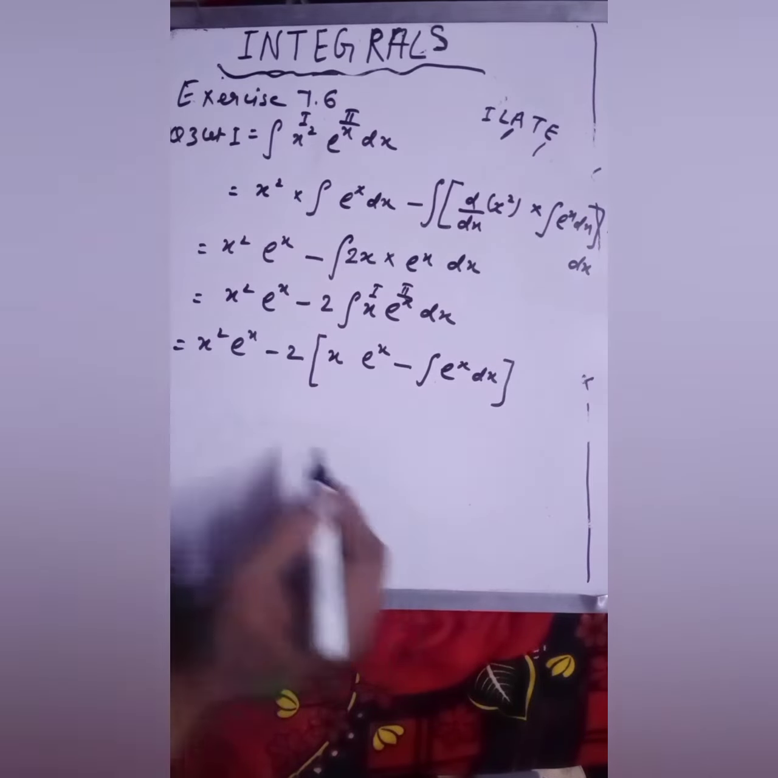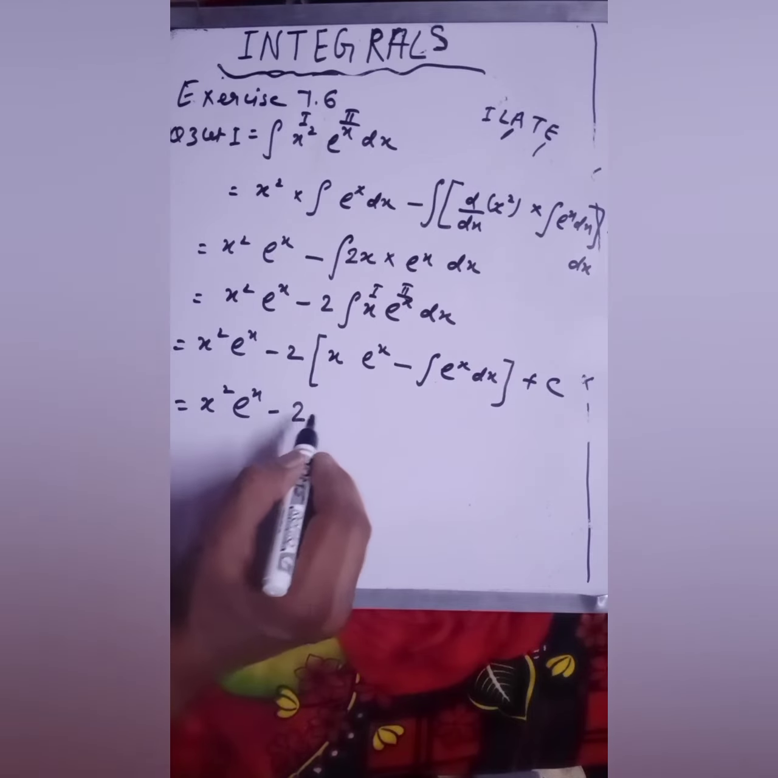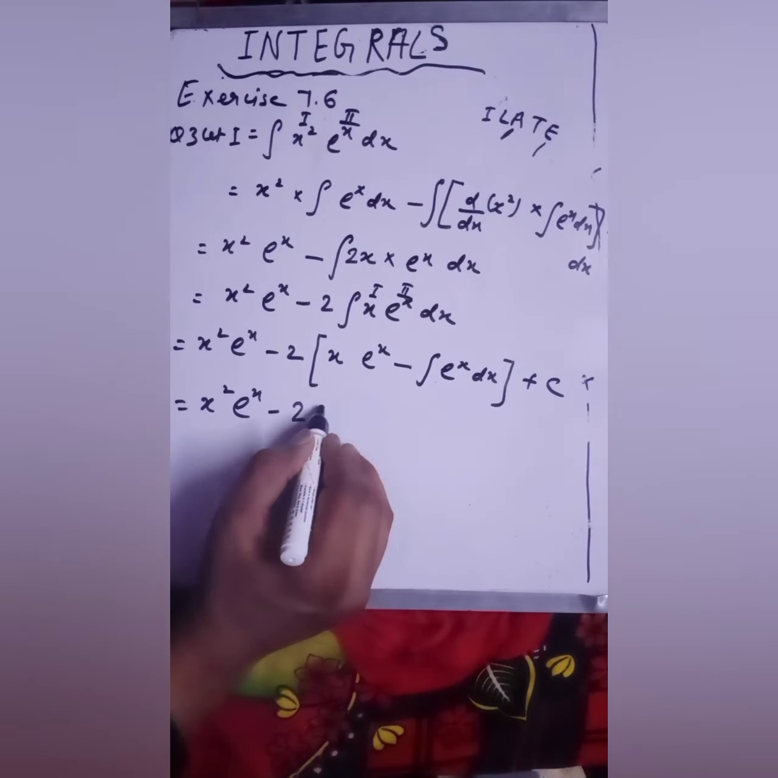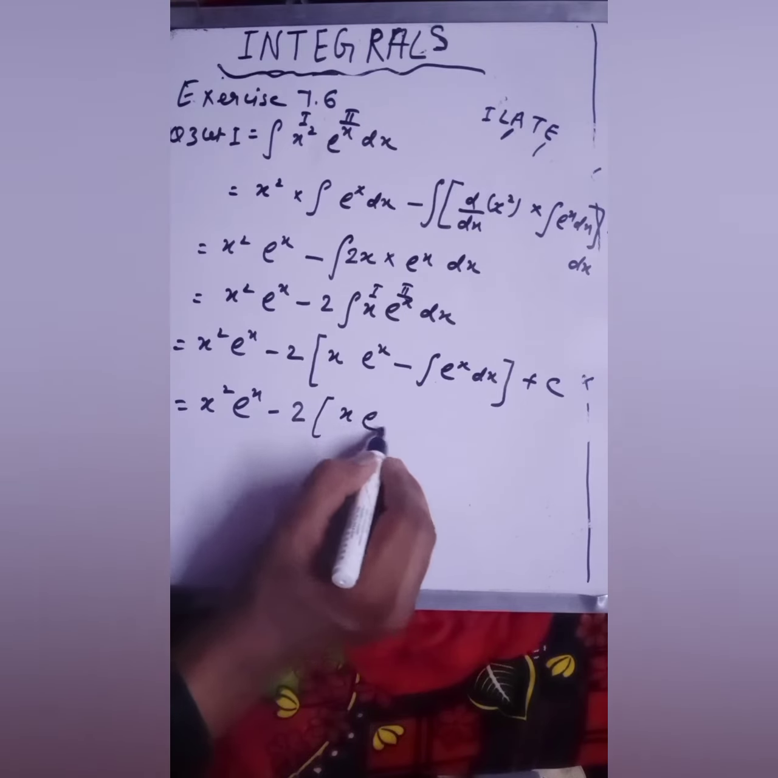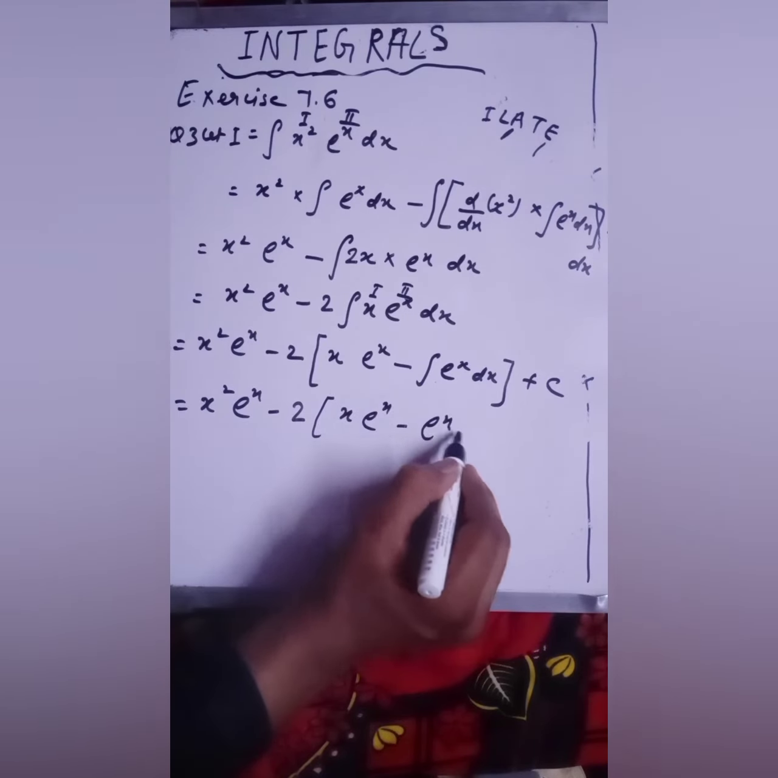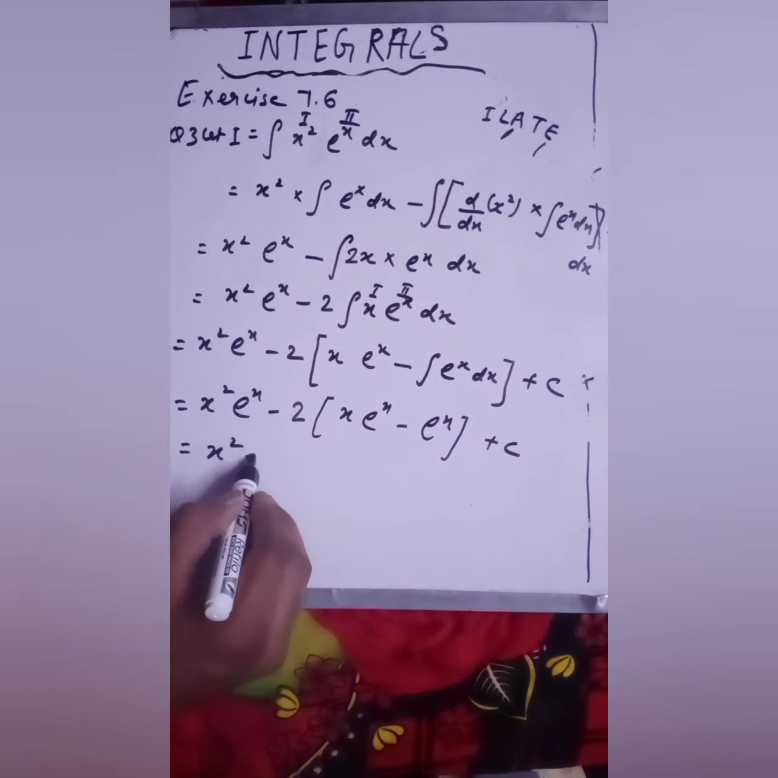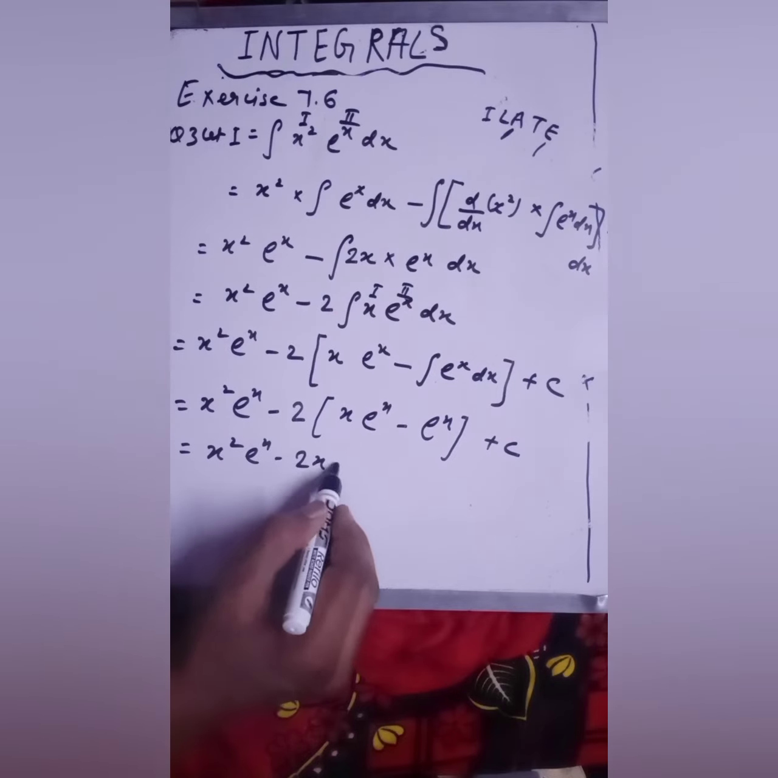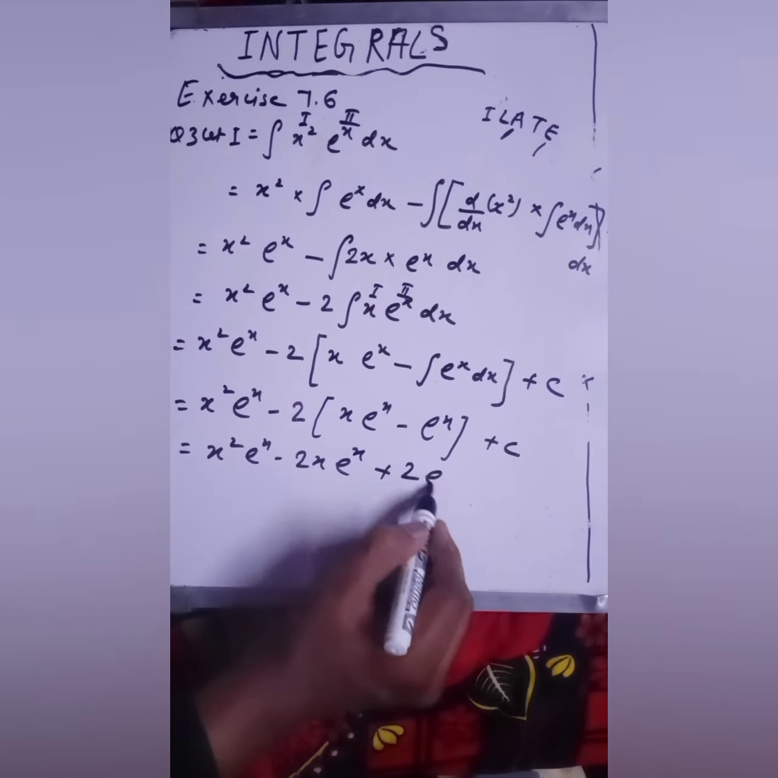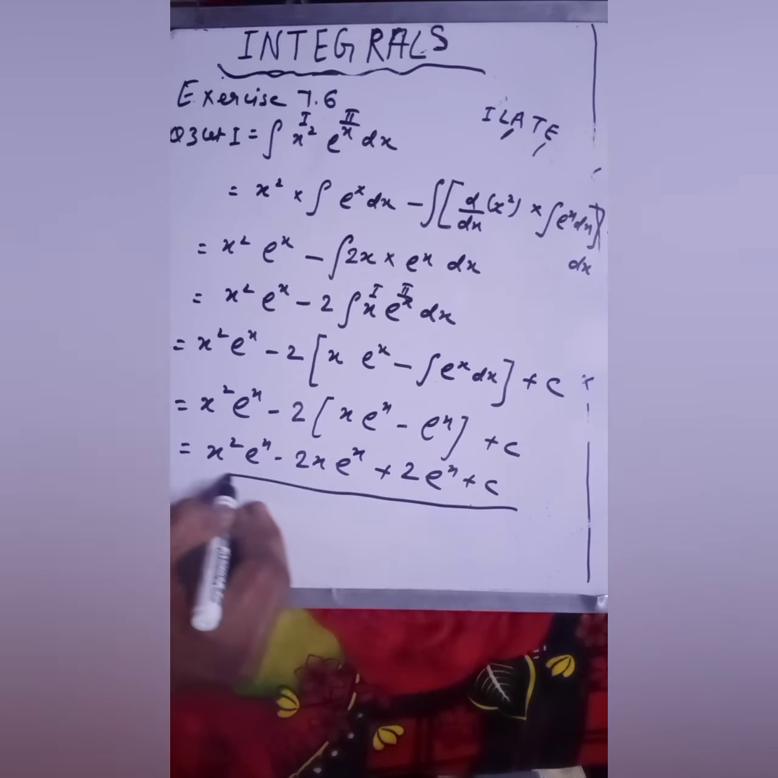Got it? So plus c, this will remain x square e^x minus 2 x e^x minus the integration of this, which would also be e^x, plus c. Okay, just insert this 2 inside it. Fine, and that would be the final answer. So your answer is x square e^x minus 2x e^x plus 2e^x plus c. So this is your final answer of your question number 3.